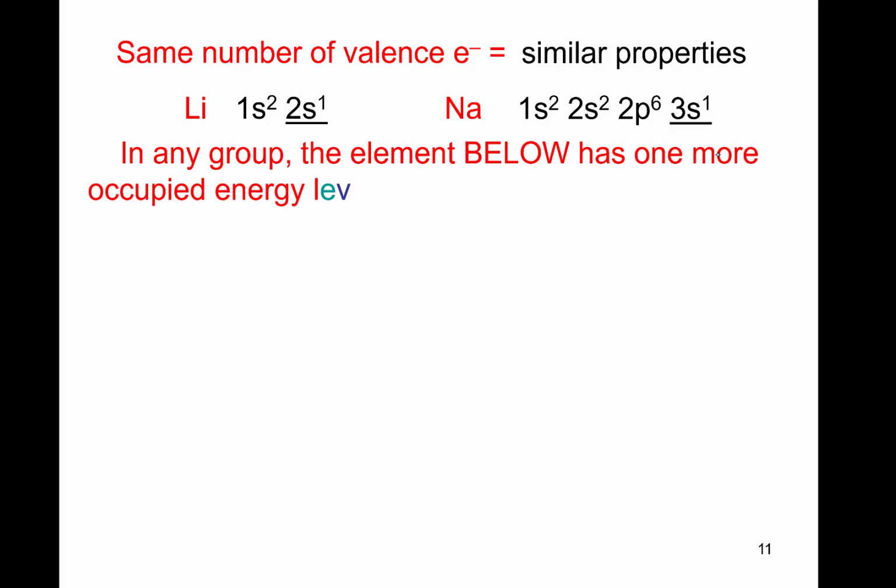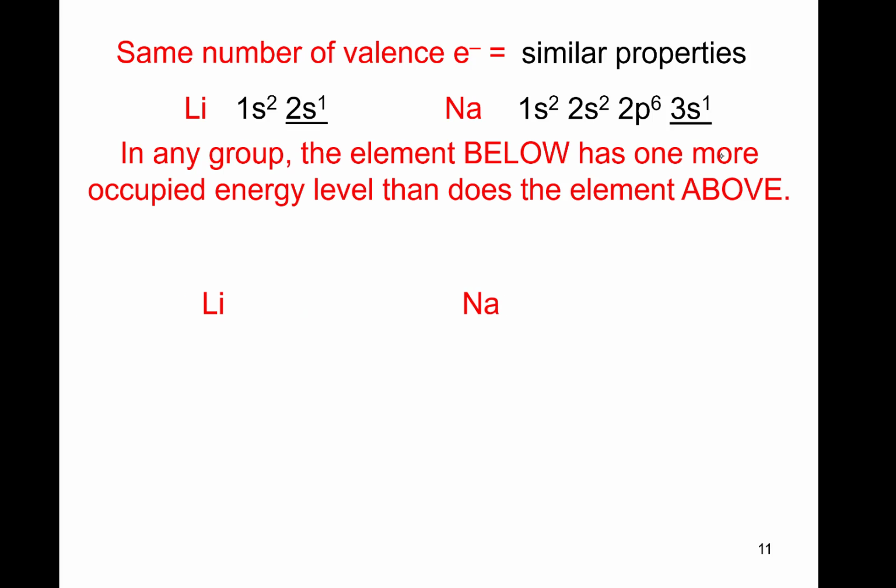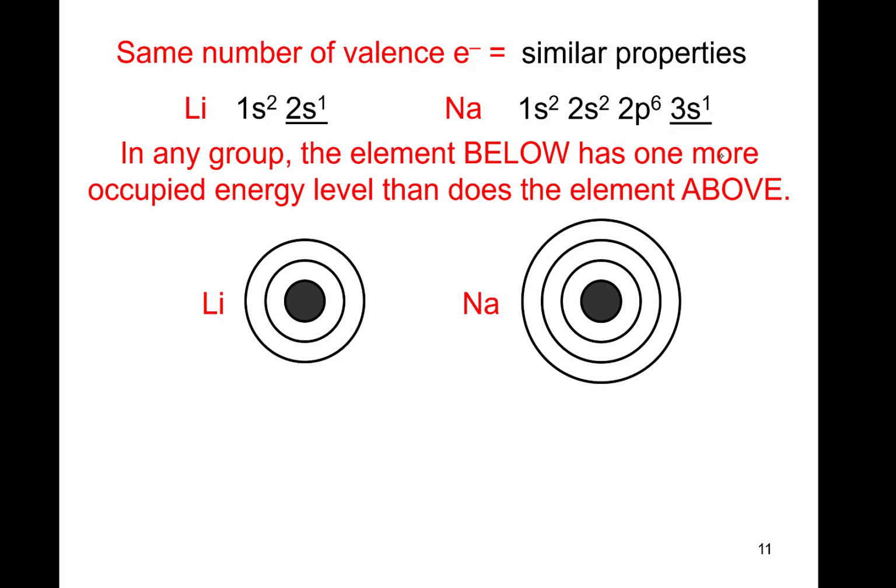In any group, the element below has 1 more occupied energy level than the element above. So lithium occupies energy levels 1 and 2, so the highest is 2. Sodium occupies 1, 2, and 3 energy levels, so the highest is the 3rd energy level. So as you go down the group, that pattern will emerge. So there's lithium, and then you see sodium with an extra energy level.